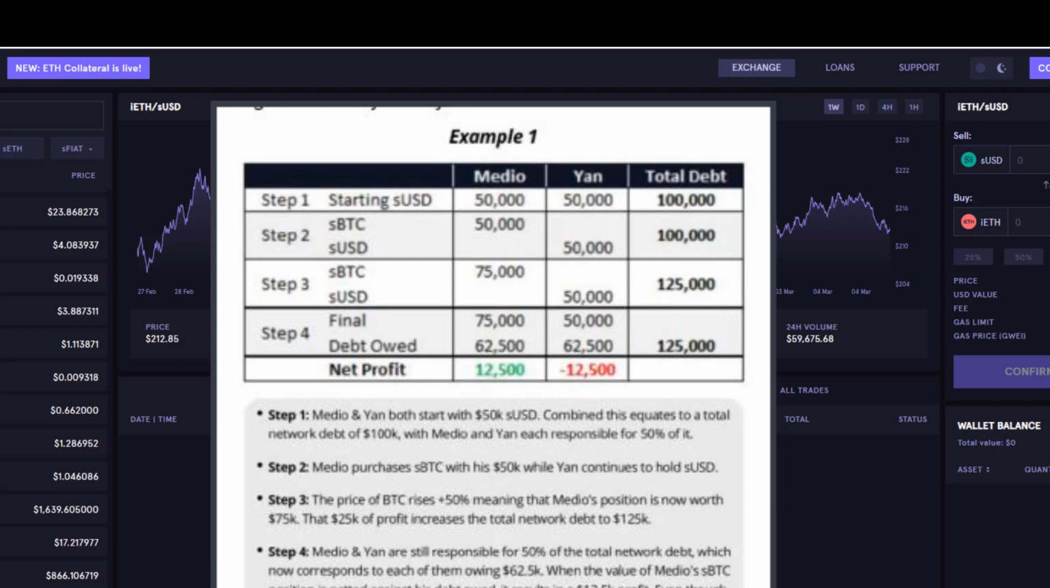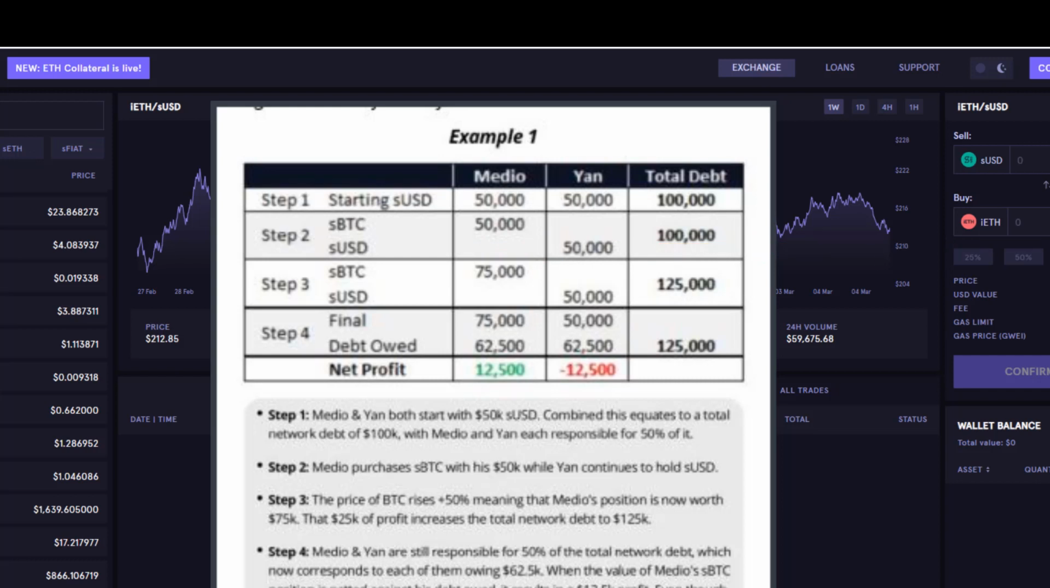So in this example, they both would have to put up $375,000 worth of SYNTHETIX token to get issued $50,000 worth of synths. So let's say both these gentlemen get issued $50,000 apiece. Let's say Medio on the left decides to purchase a synthetic Bitcoin with his $50,000, and Yan decides to hold $50,000 on the platform. And let's say the price of Bitcoin goes up 50%.